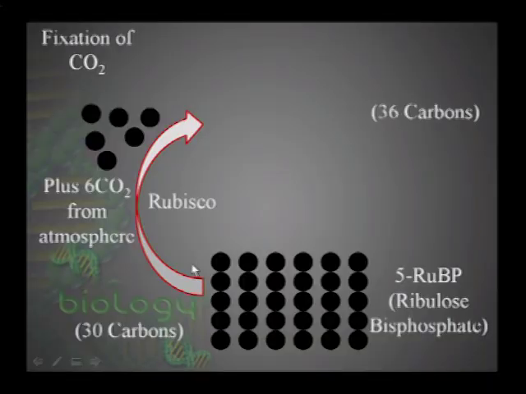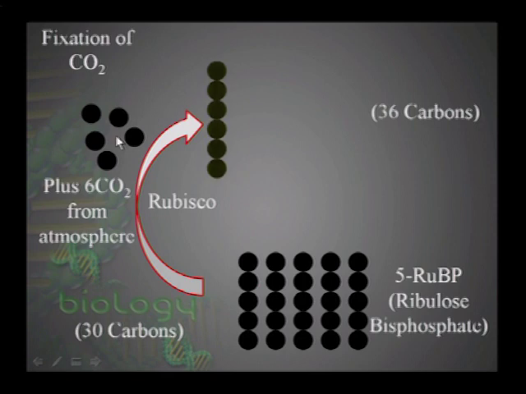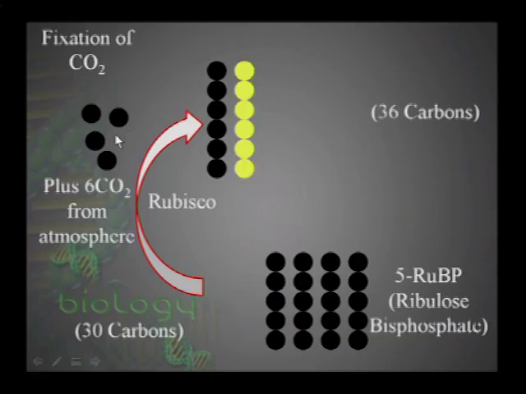Okay, so let's go ahead and look at this fixation in a little more detail. So we're going to start with 6 ribulose bisphosphates. Ribulose bisphosphates are a type of sugar, 5-carbon sugars. So we're going to start with those. And then to make 1 glucose, you're going to need 6 carbons, so that's going to require 6 carbon dioxides. So what Rubisco will do is take a carbon from carbon dioxide and attach that to a ribulose bisphosphate. And then it will do that for a second one. So it's going to take 6 ribulose bisphosphates to generate a single glucose.